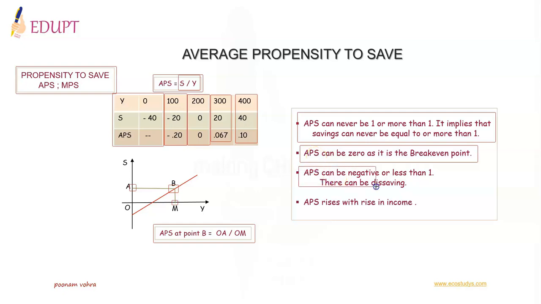APS can be negative or less than 1, then that is dis-savings. And finally, APS rises with rise in income, simply because the proportion of income saved goes on increasing.